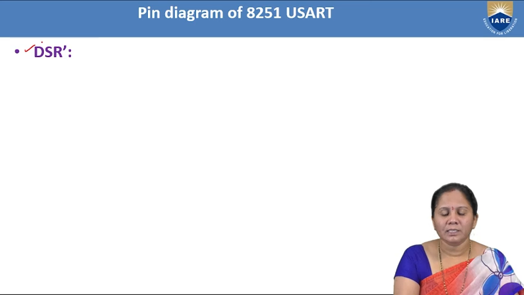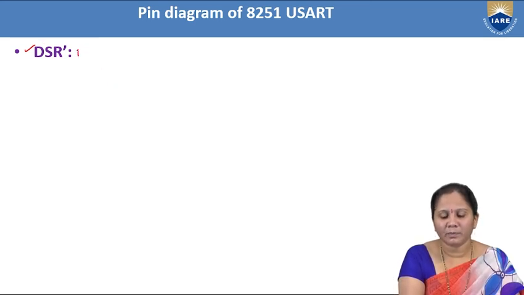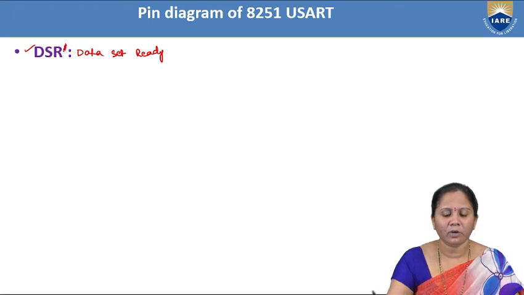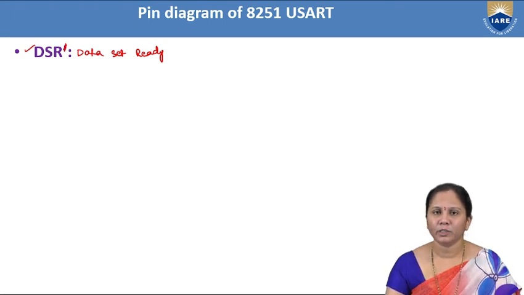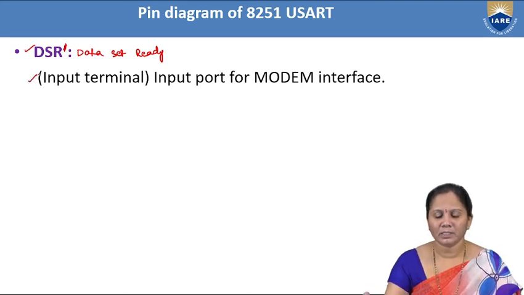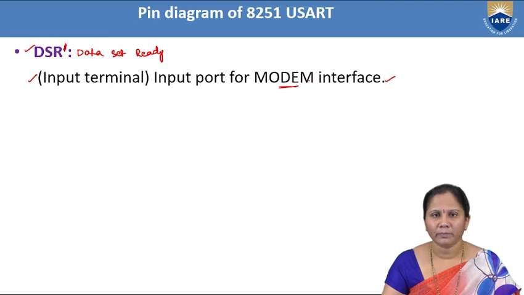And the next signal is DSR bar. DSR bar represents data set ready. Here there is a bar indicated on the top, so it indicates that it is an active low signal. It is an input terminal, that is, an input port for the modem interface. We know what is meant by modem: modulator and demodulator. This modem is a hardware unit which acts as a switch between the computer and the telephone line in order to connect to the internet.